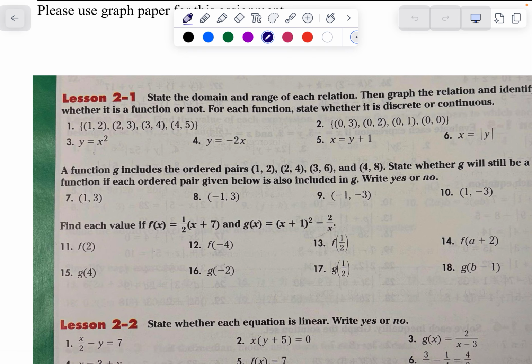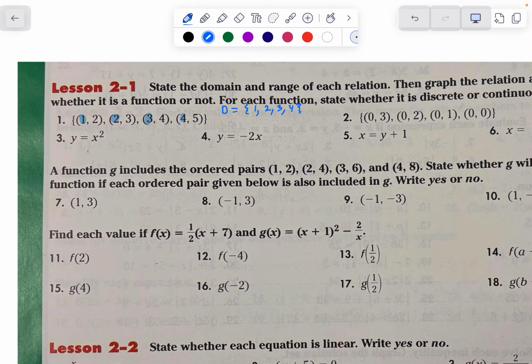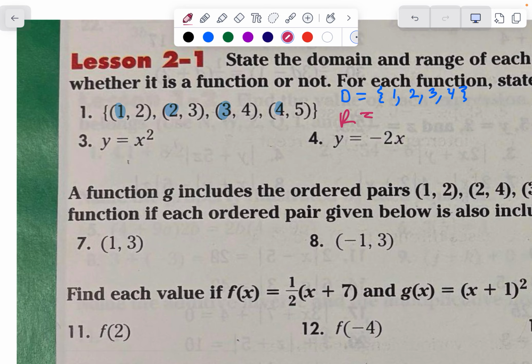So you're just going to pull those x values 1, 2, 3, and 4 out and just list them in a little set bracket notation, okay? Now, for range, we are going to pull out just our y values. If anything repeats, don't write it more than once. But all of the y values are 2, 3, 4, and 5.